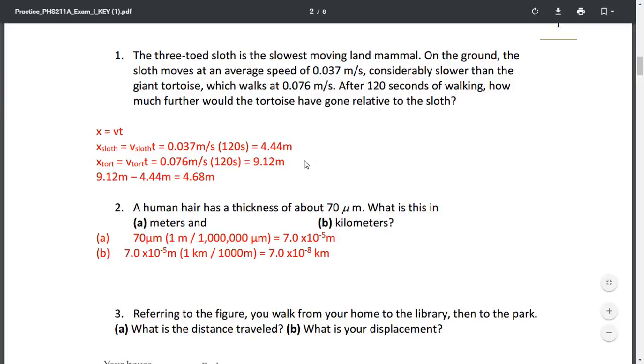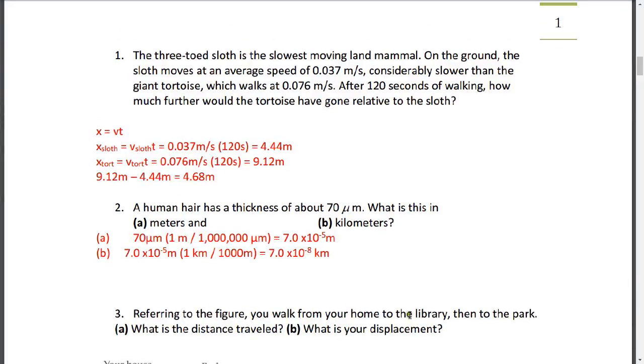So now, as we tackle the exam itself, we have a three-toed sloth, the slowest moving land mammal, and we want to consider the sloth's speed relative to the giant tortoise's speed, and how much further the tortoise would have traveled relative to the sloth after 120 seconds.